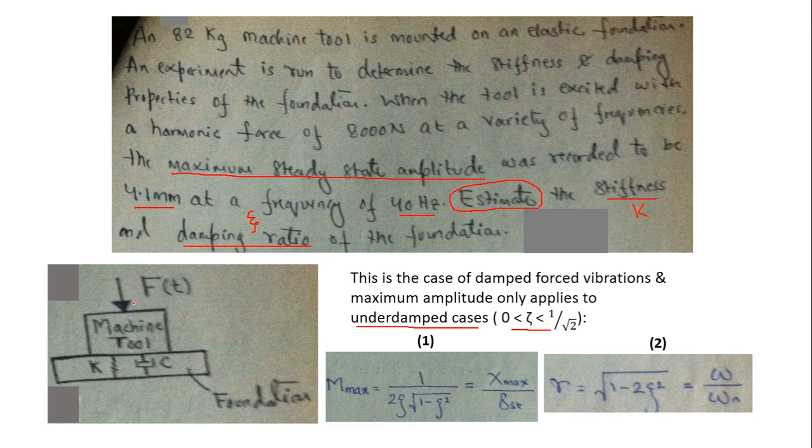And this is the diagram of what is mentioned in the problem. We have a machine tool placed on a foundation, and this foundation has some stiffness and some damping. So we are required to find the stiffness and damping of this foundation. This machine tool was operated at different frequencies, and when it reached this frequency of 40 hertz, the maximum amplitude of 4.1 millimeter was recorded. So in case of underdamped forced vibration response, we have two formulas that relate to the maximum amplitude of vibration.